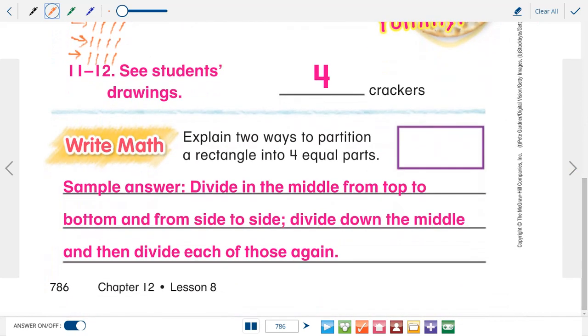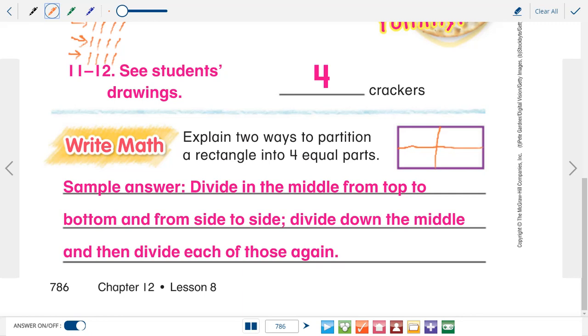Explain 2 ways to partition a rectangle into 4 equal parts. We want to partition this into 4 equal parts. We can divide it, yes, like this and like this. In this way, we can have 4 equal parts. So we can divide in the middle from the top to bottom and from side to side. This is the first way.